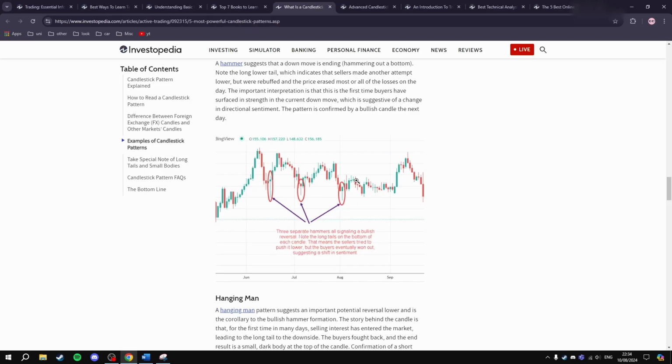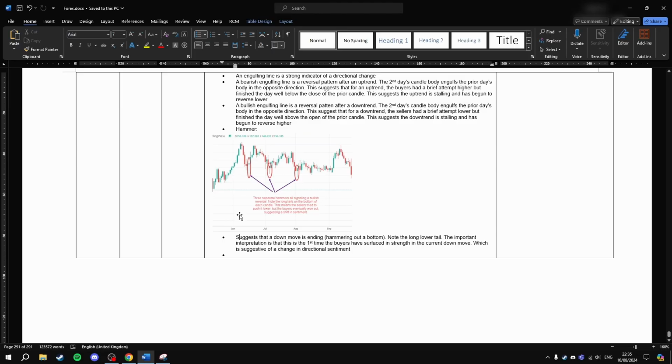Note the long tails at the bottom of each candle. That means the sellers try to push it lower, because remember this is the low price, the high is here, the low is here. But the buyers eventually won out, so it closes higher than the value here, suggesting a shift in sentiment. Okay, hammer. Suggests that a down move's ending.